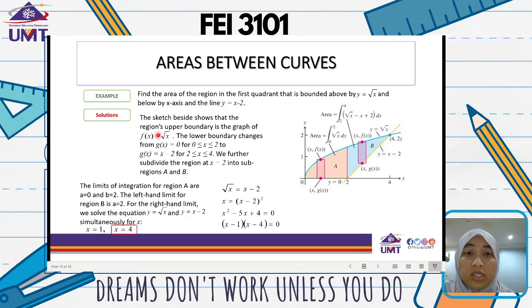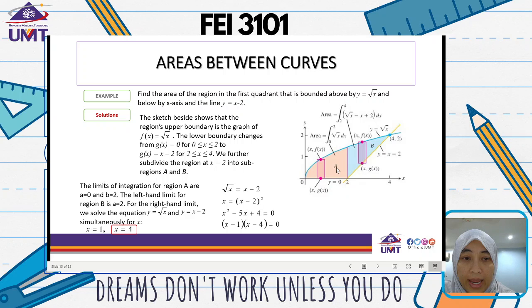Okay, so now the solution is, tengok, the sketch beside shows that the region's upper boundary is the graph of f(x) equals square root of x, right? The lower boundary changes from g(x) equals 0, between 0 and 2, to g(x) equals x minus 2, between 2 and 4. We further subdivide the region at x equals 2 into subregions A and B. So the limits of integration for region A are from 0 to 2.